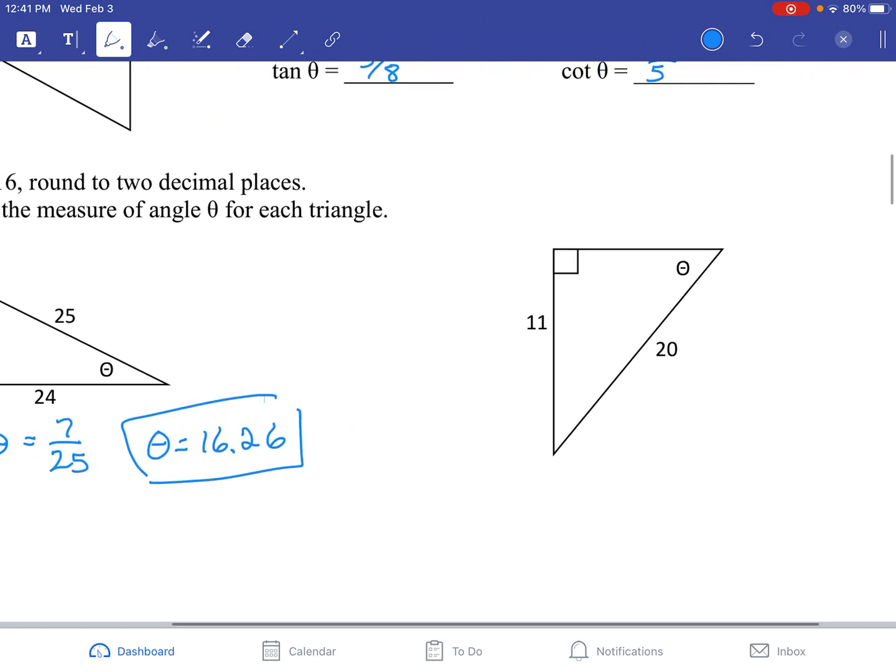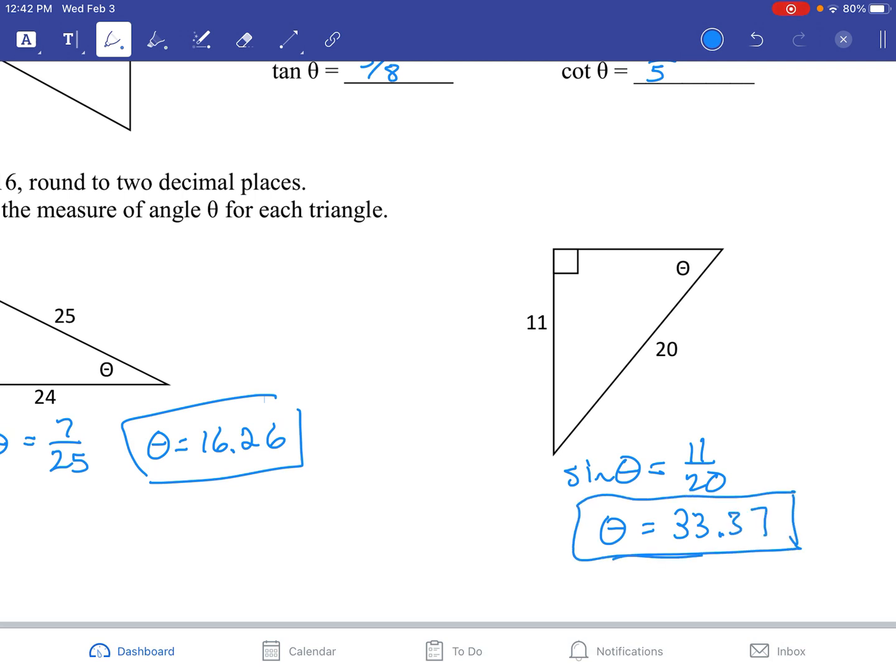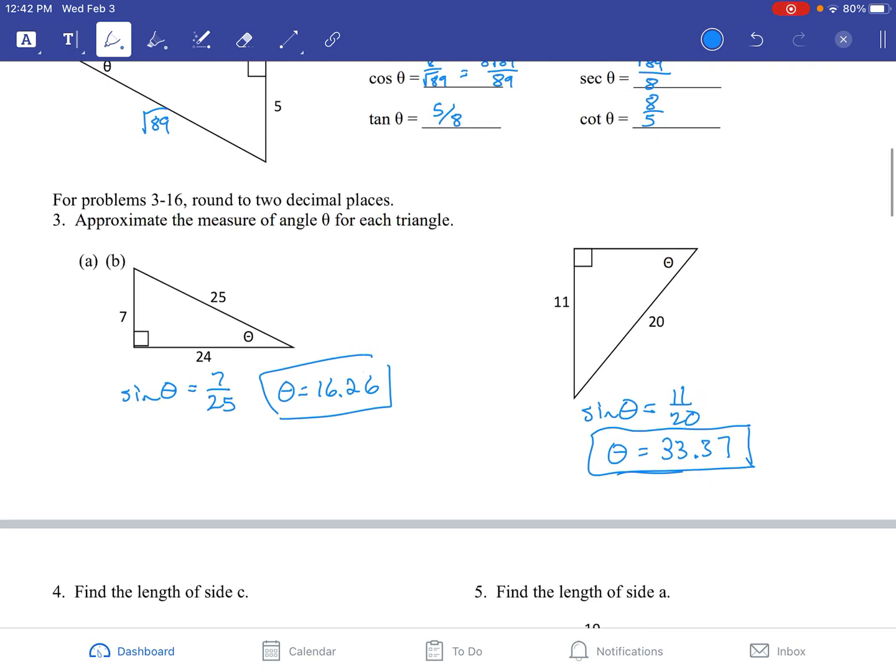The next one, you're only given 2 sides, which means you're restricted on which trig function you can use. We're given the opposite side and the hypotenuse, which means we're going to again use sine of theta is equal to 11 over 20. Inverse sine of 11 divided by 20 will give you theta is 33.37. Moving on.